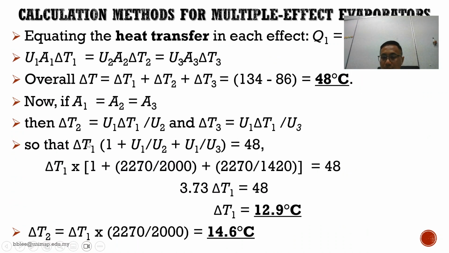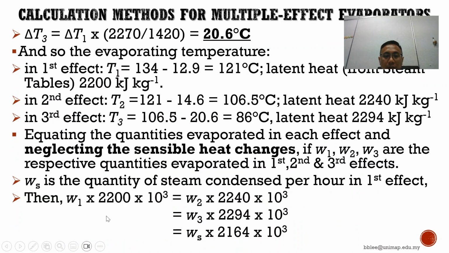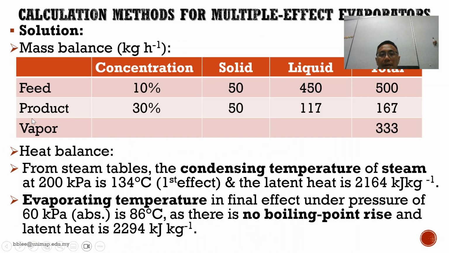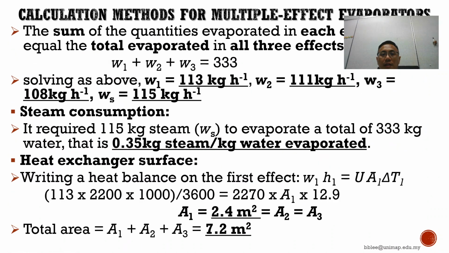So the energy evaporated is actually equal to the energy condensed. Then the sum of the quantity evaporated in each effect must equal the total evaporated of the three effects. Just now we have the balance, right? So total vapor evaporated is 333 kg per hour. So the amount of W1, W2, W3 should be equal to 333.